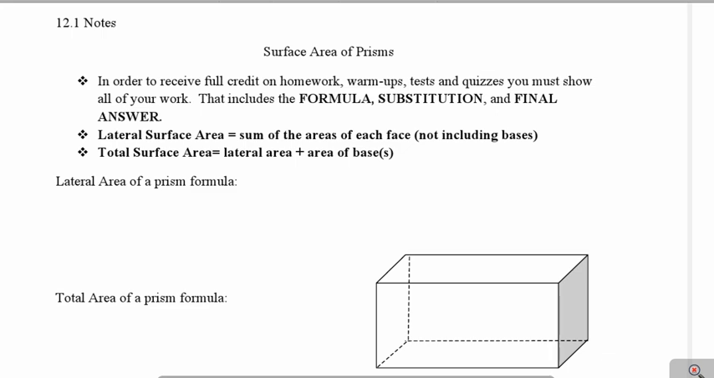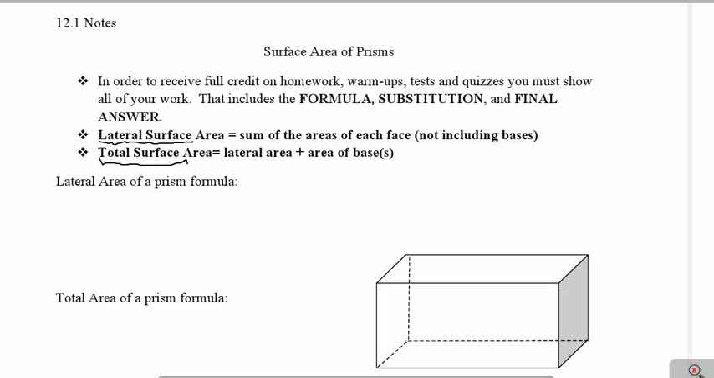So there are two types of surface area that we will be discussing throughout this chapter. The first type is called the lateral surface area, and the lateral surface area is the sum of the areas of each face, not including the bases or the base. Now the total surface area is the lateral surface area plus the area of each base. So the lateral area of a prism formula, just the general lateral area.